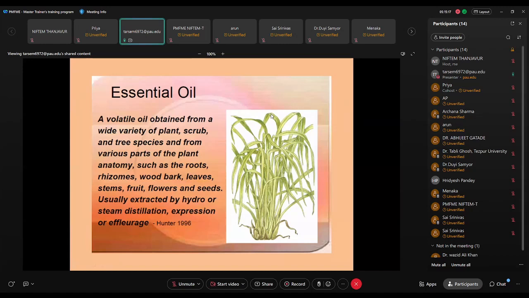They are extensively used. But how we extract that oil is also important. We use either hydro or steam distillation, or expression. The main method is either hydro or steam distillation. Like when we extract mentha oil, we extract it by using steam distillation.